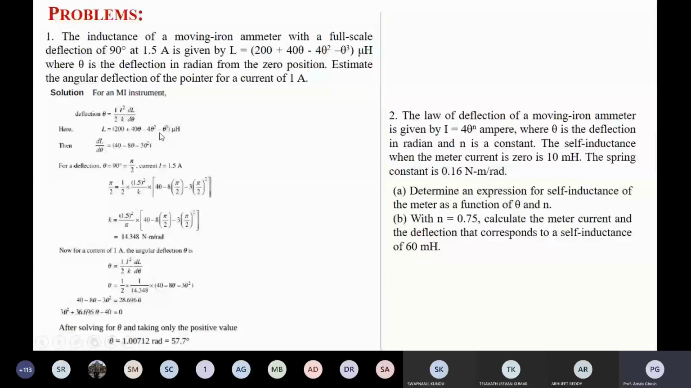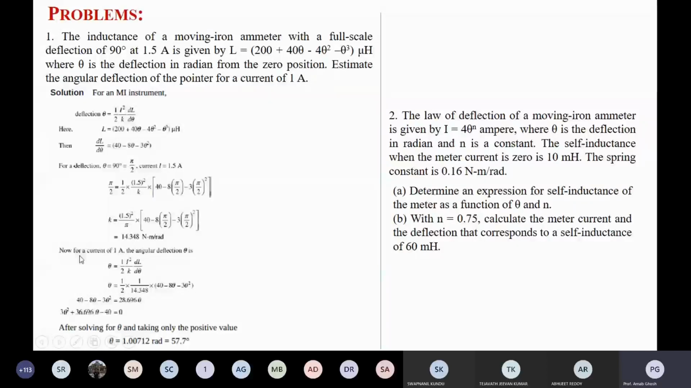The theta value is given for the full scale position, which in radians means theta equal to pi by 2, and that current is given as 1.5 ampere. So theta is pi by 2, that is pi by 2 equals half into current 1.5 square by k into the value of dL by d theta, with theta replaced by pi by 2. So directly the value of k comes out as 14.348 Newton meter per radian.